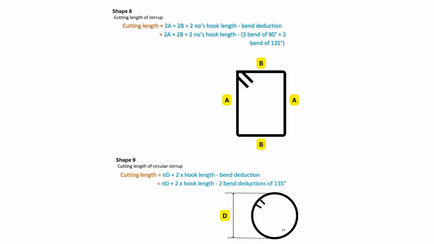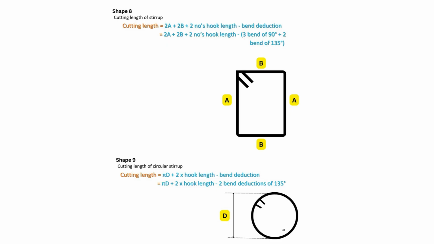Shape 9 refers to a circular stirrup, typically used in circular columns or piers. It forms a closed ring with 2 hooks. Cutting length formula. Cutting length, CL, equals pi times D plus 2 times hook length minus bend deductions. Where D equals inside diameter of circular stirrup, pi times D equals circumference of the circle. Hook length equals 10D, standard, per hook. Bend deductions are for 2 hooks bent at 135 degrees.